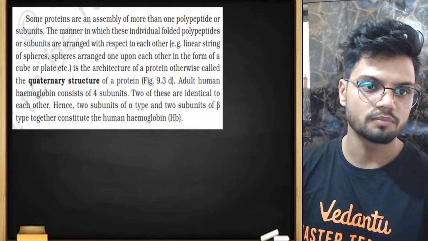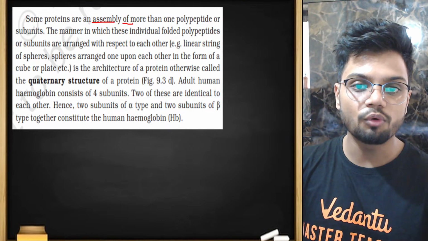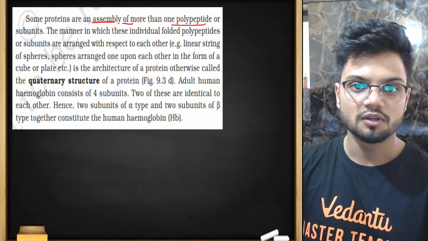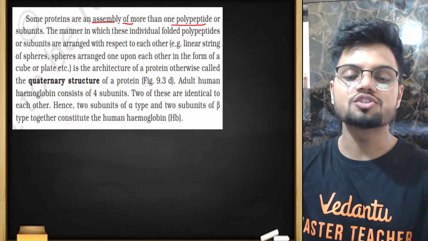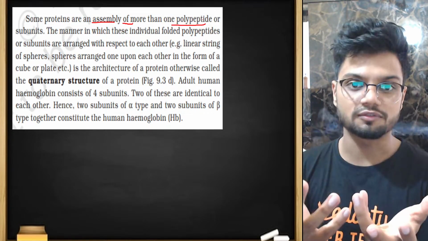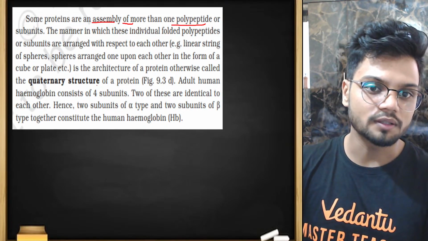Quaternary structure, all of you know. Some proteins are an assembly of more than one polypeptide. So if you take one polypeptide chain, take one more polypeptide chain and join the two. When we join multiple polypeptide chains, we end up getting the quaternary structure.